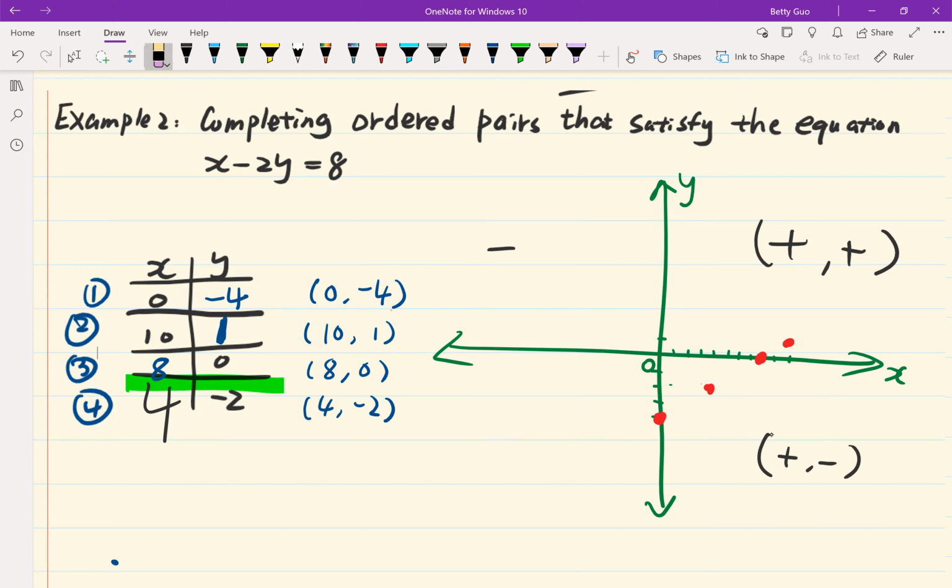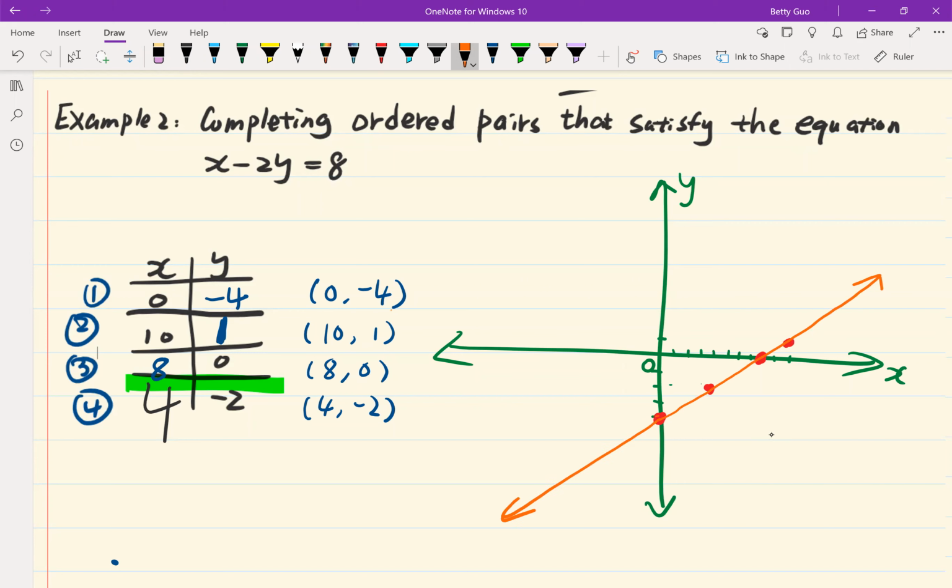Let's connect the 4 points. They are obviously collinear. And this straight line corresponds to the given linear equation in two variables. Okay? All right. So among the 4 points, 2 of them are very special.